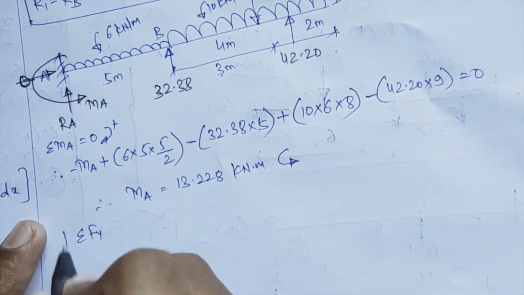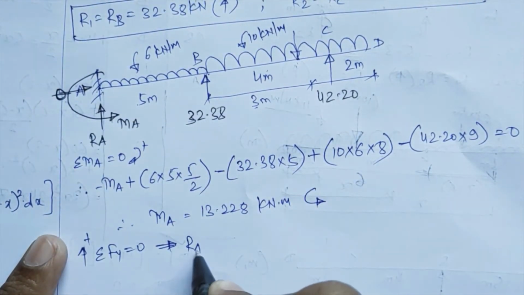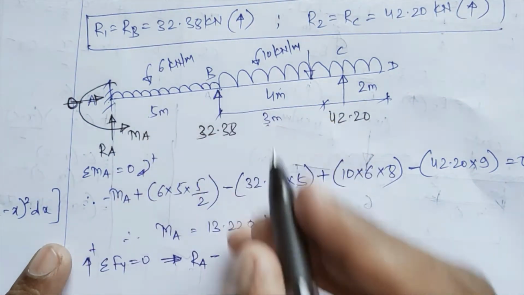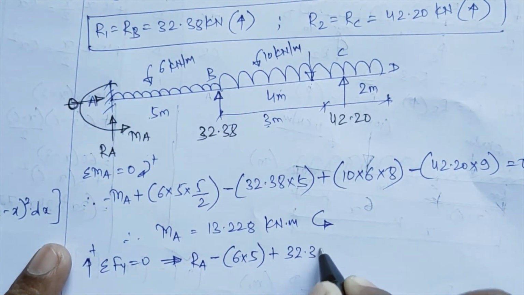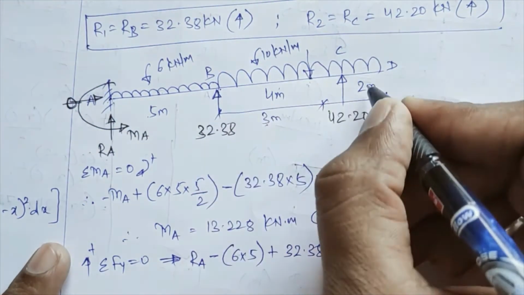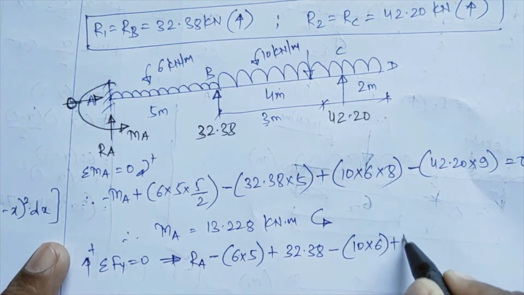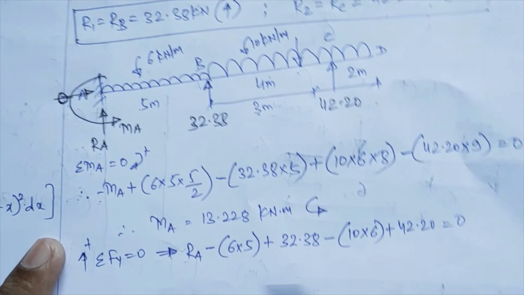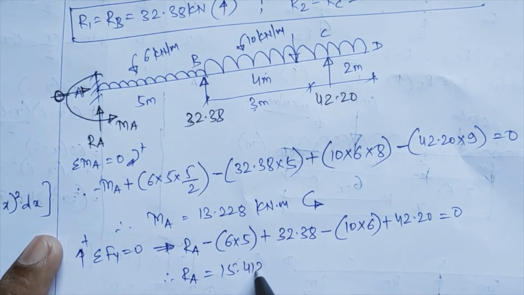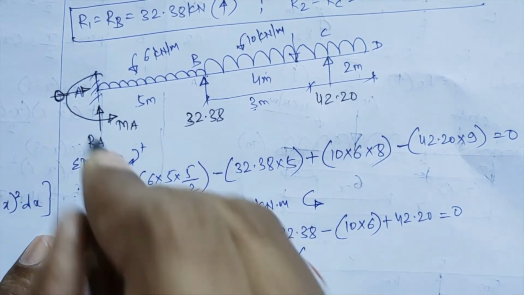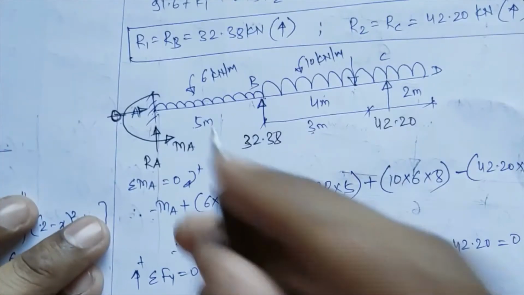In the same way I'll calculate summation of Fy, upward forces positive, equal to 0. So what I'll get from this: RA minus this UDL 6 into 5, plus 32.38, that is RB value, minus this UDL 10 into 4 plus 2, that is 6, plus this RC value 42.20 is equal to 0. From this I am getting RA as 15.412 kilonewton, and again positive, that means the assumed direction is correct. RA is also acting in upward direction.